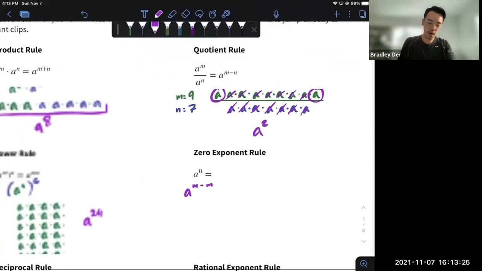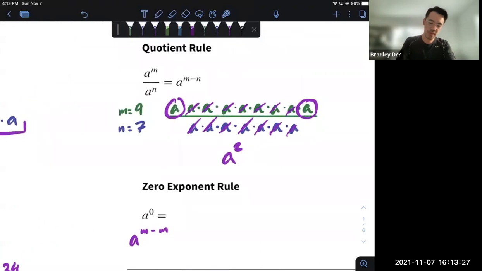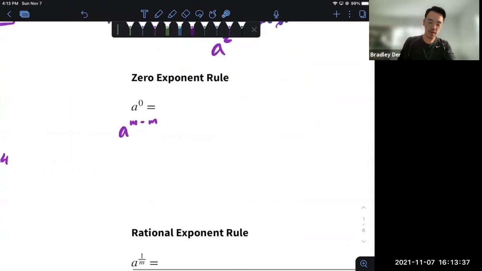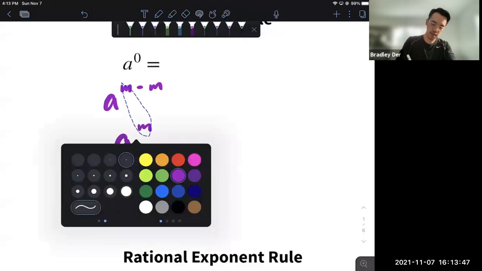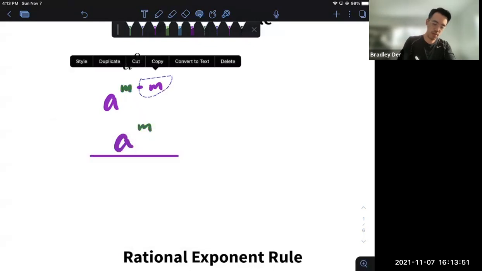If we take a look at our quotient rule, any subtraction in our exponent can allow us to rewrite the exponential as a fraction. So to set up our fraction, we'll have the same base, a to the m, and I'll start color coding this, so that'll be our green m's. Make this one blue.